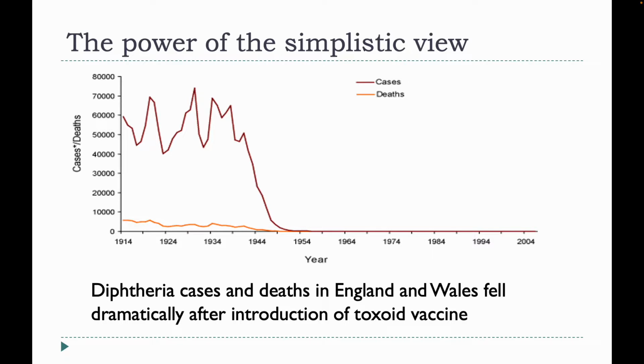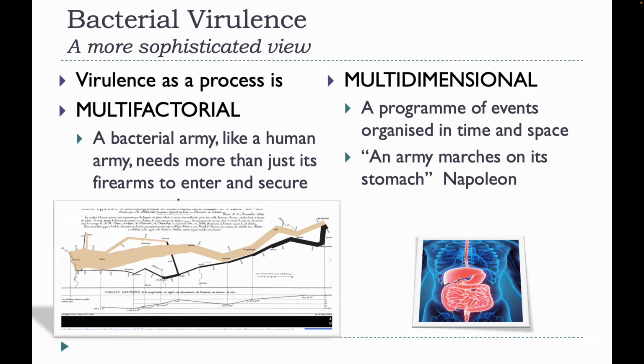There have been outbreaks in living memory, like 30, 40 years ago, but the toxoid vaccination has got rid of that. A more sophisticated view is to say, well, actually, virulence is a multifactorial process. And this graphic here is quite a famous graphic that illustrates Napoleon's army's march on Moscow during the Napoleonic Wars, and what actually happened to that army in terms of the number of people who got to Moscow and the number of people who got home again.